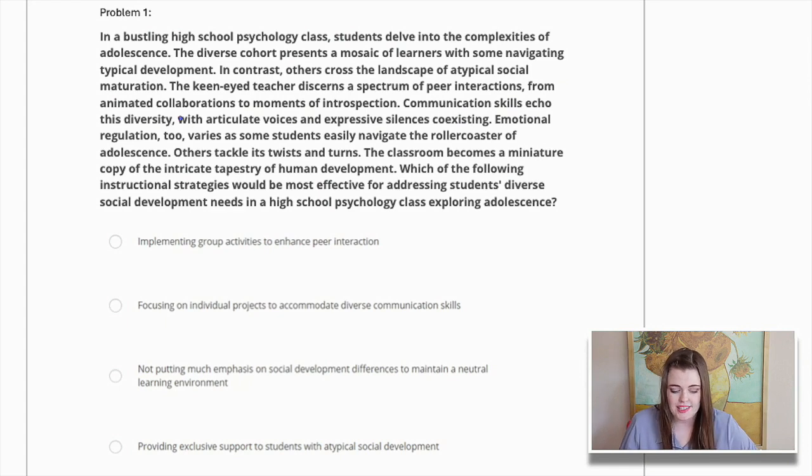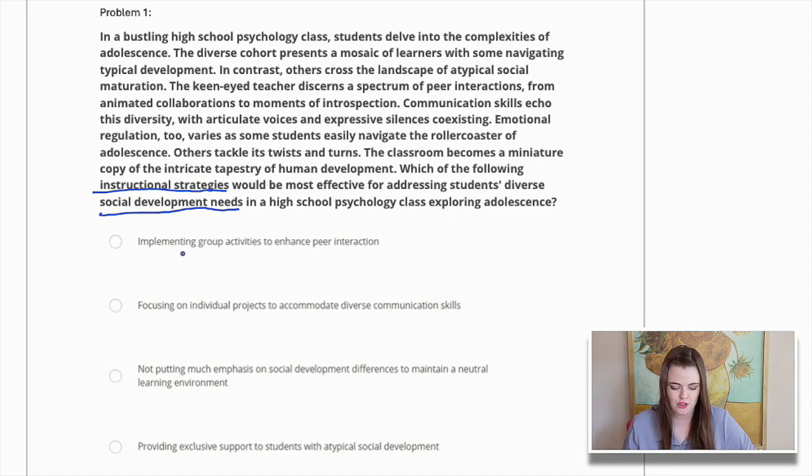Communication skills echo this diversity, with articulate voices and expressive silences coexisting. Emotional regulation, too, varies as some students easily navigate the roller coaster of adolescence. Others tackle its twists and turns. The classroom becomes a miniature copy of the intricate tapestry of human development. Which of the following instructional strategies would be most effective for addressing students' diverse social development needs in a high school psychology class exploring adolescence?